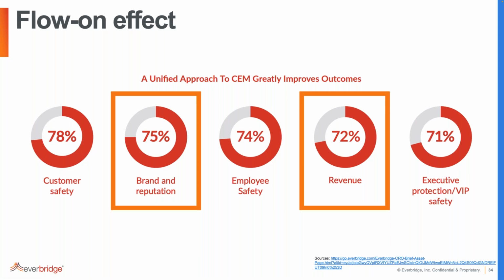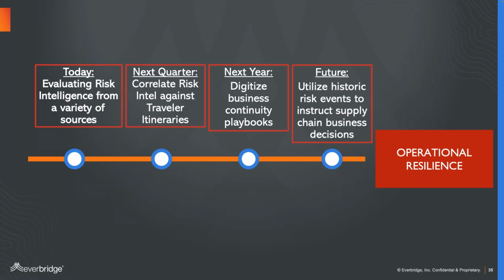I do understand as well, and I'm sure Bob would agree with this, that this is not something that takes place overnight. Today, we're evaluating risk intelligence from a variety of different sources. We're bringing that data in, trying to understand what's happening around the world and how we can react to it. Next quarter, we want to correlate risk intel against travel itineraries. We talked about that travel risk management piece just a little while ago.